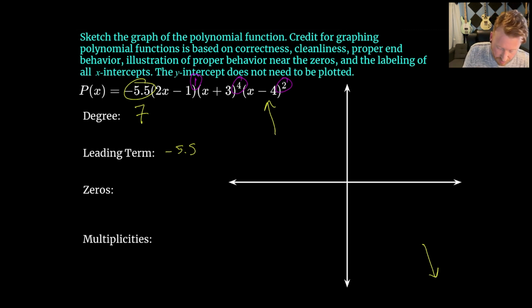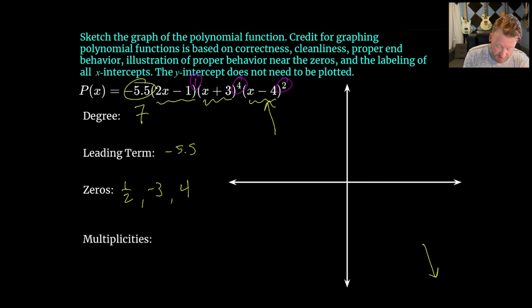So the zeros here are going to be looking at this first one. This means I have a 0 at 1/2. So if you set that equal to 0 and solve for it, you would get 1/2 there. We've got another one. X plus 3 means we have a 0 at negative 3. And then this x minus 4 means we have a 0 at positive 4.